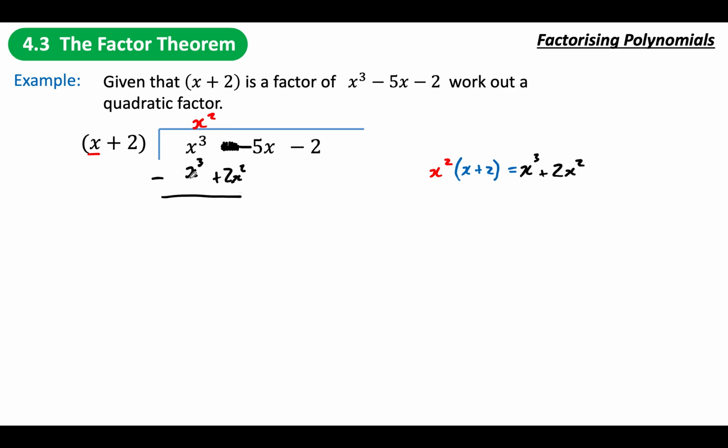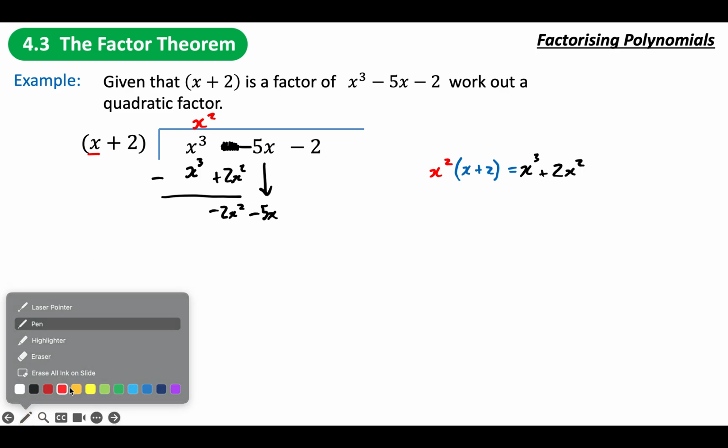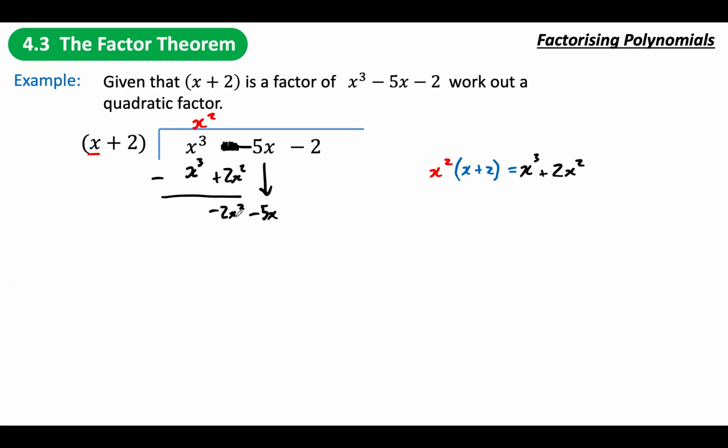So x cubed, take away x cubed is nothing. And then I've got 0 here, because there's nothing in the x squared bit. And we're going to take away that. So we're left with minus 2x squared. And then bring down the next level, which is the minus 5x. And then we start again. Run through the algorithm again. So minus 2x squared divided by x is minus 2x. I'm going to put that over here, minus 2x.